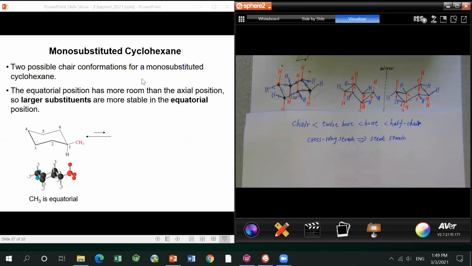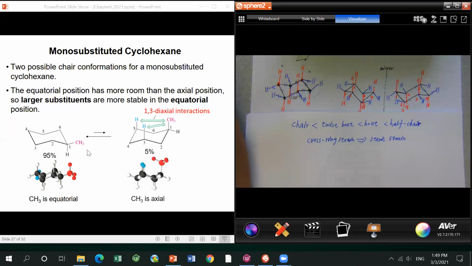For example, a monosubstituted cyclohexane, this is methylcyclohexane. A methyl group replaces one hydrogen. This one can also have two chair conformations. To ring flip, at the very beginning for the left one, you can put the methyl group at an equatorial position. Then for the right one, after you do the ring flip, keep in mind axial becomes equatorial and equatorial becomes axial. So now the methyl group is in the axial position.